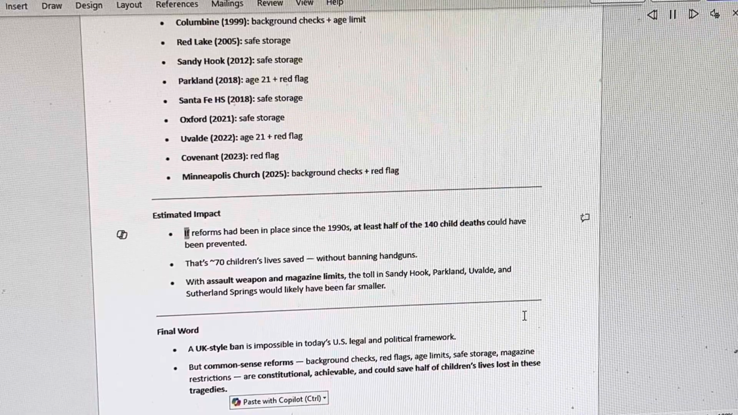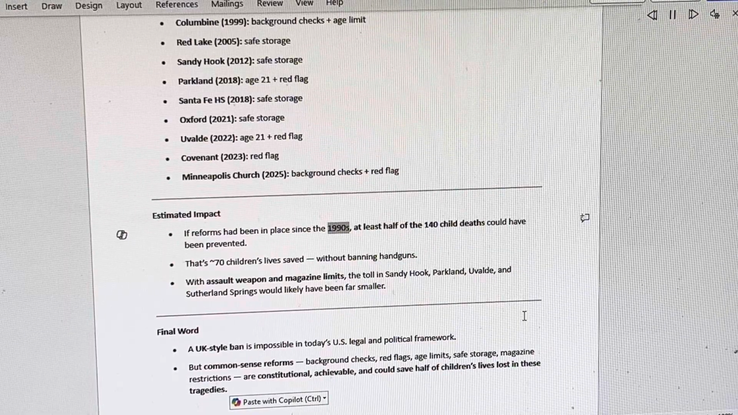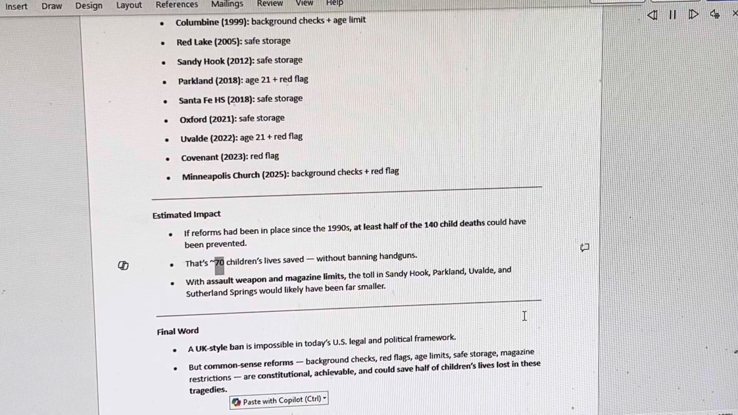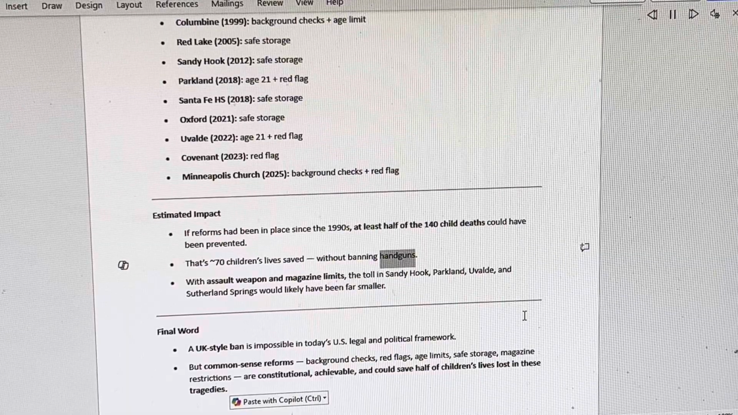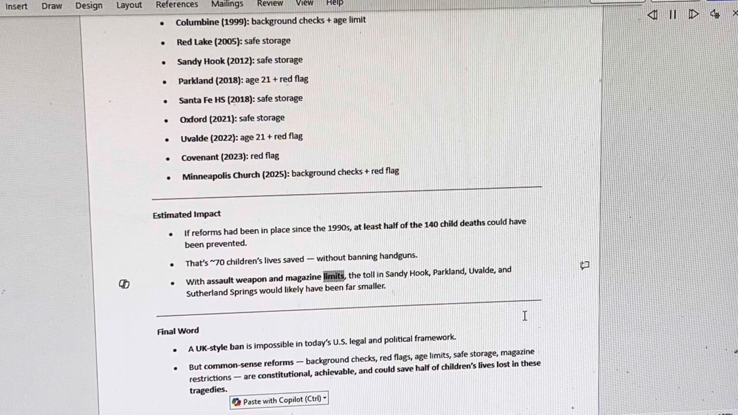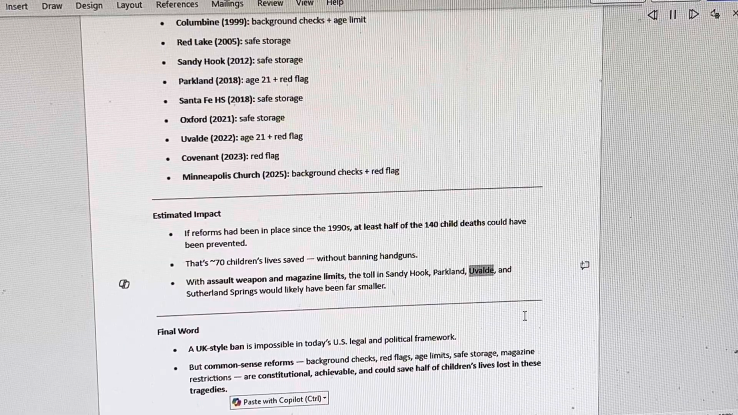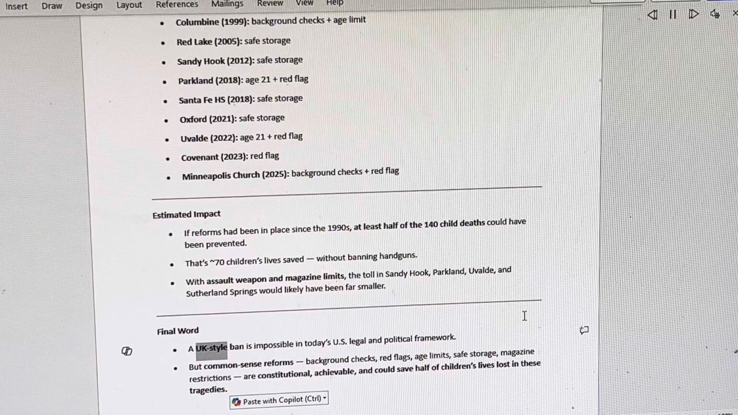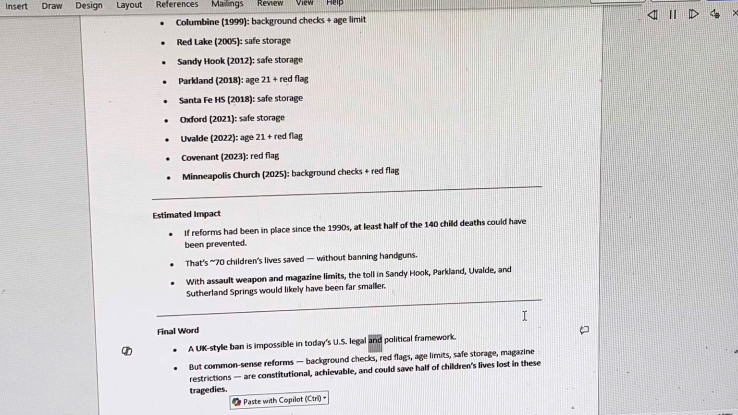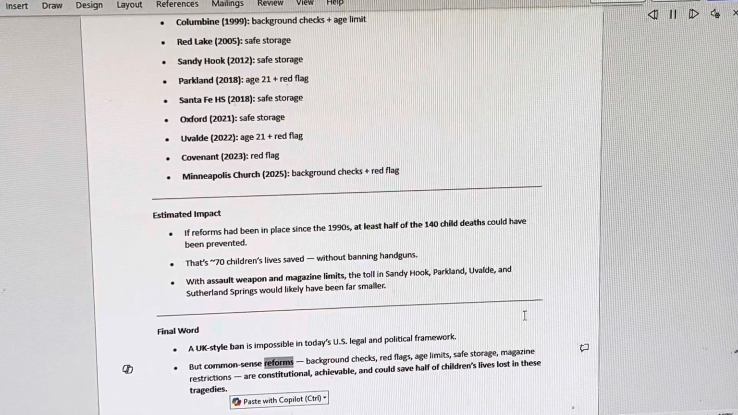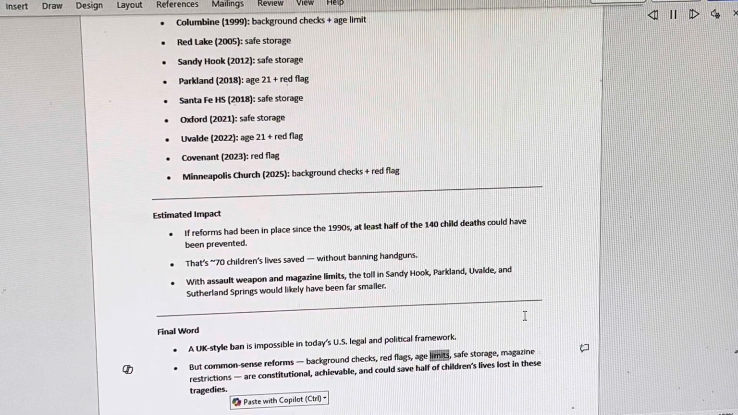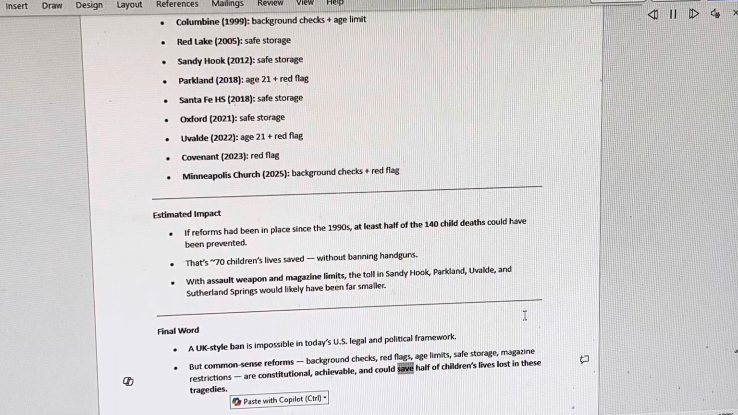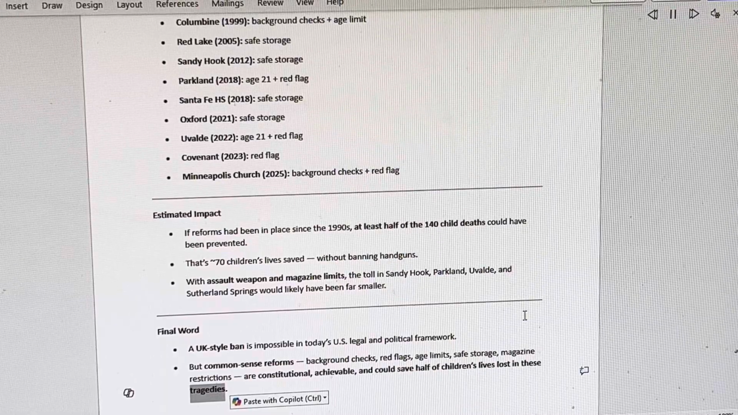Estimated impact. If reforms had been in place since the 1990s, at least half of the 140 child deaths could have been prevented. That's 70 children's lives saved without banning handguns. With assault weapon and magazine limits, the toll in Sandy Hook, Parkland, Uvalde, and Sutherland Springs would likely have been far smaller. Final word: a UK-style ban is impossible in today's US legal and political framework. But common sense reforms, background checks, red flags, age limits, safe storage, magazine restrictions, are constitutional, achievable, and could save half of the children's lives lost in these tragedies.